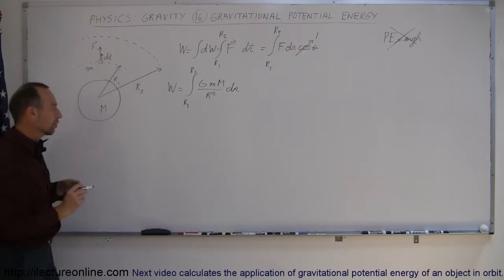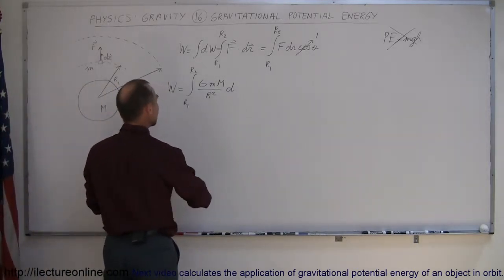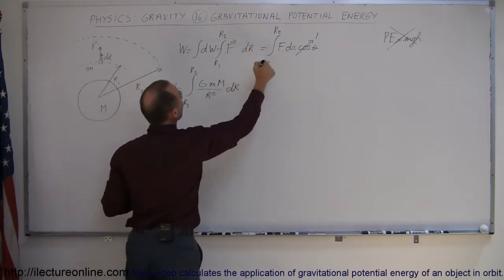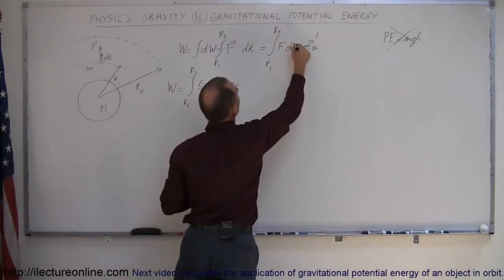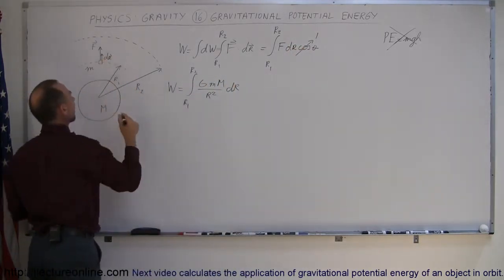Now, maybe I should use big R instead of small r so that the variables remain the same. It doesn't really matter. Let's call this big R here, and big R there, so that we stay consistent.